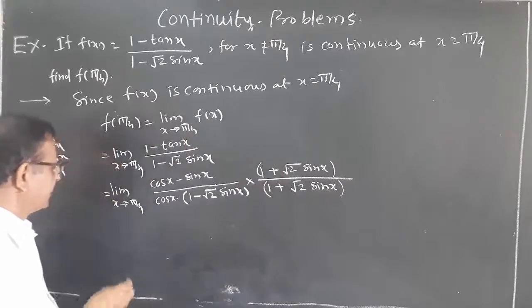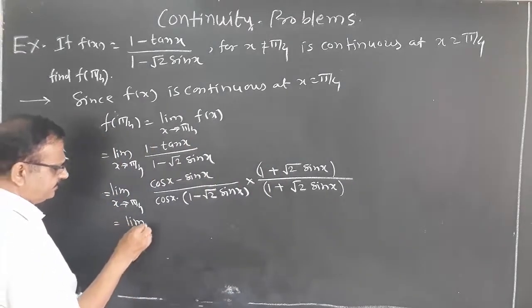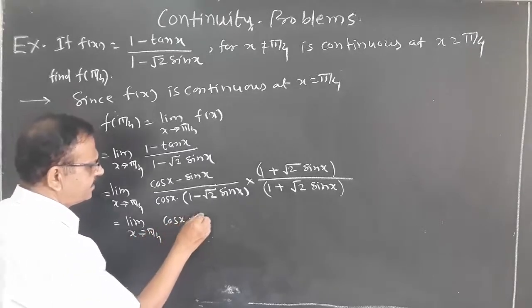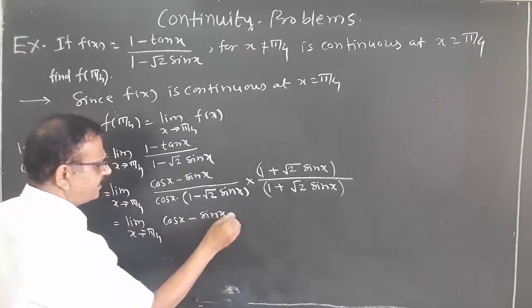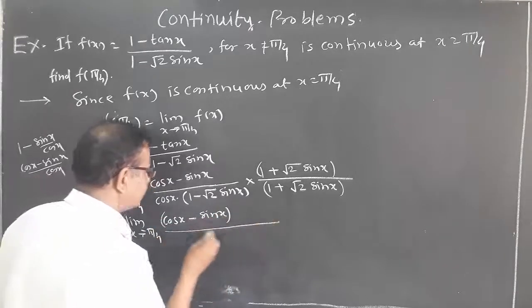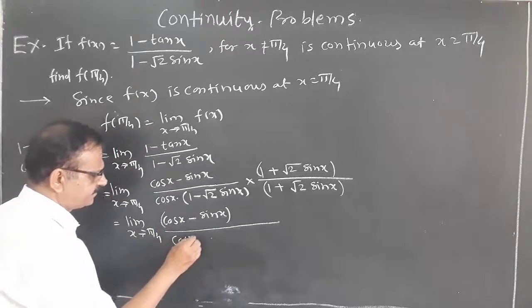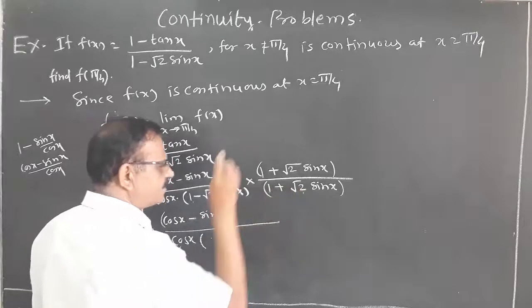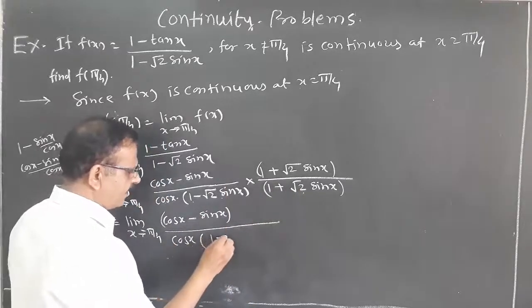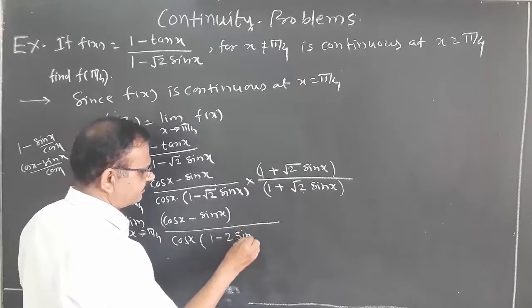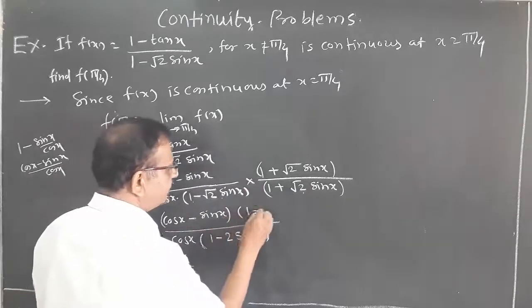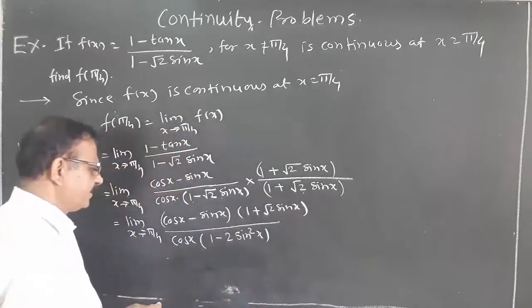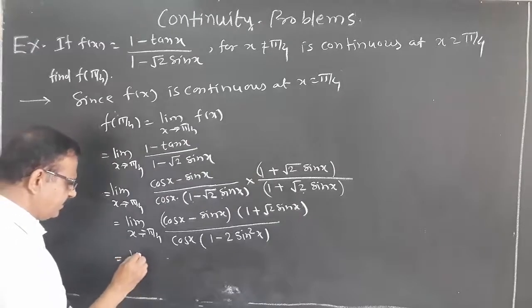Now, this can be written as limit x tends to pi by 4 of cos x minus sin x divided by cos x into 1 minus root 2 sin x into 1 plus root 2 sin x as 1 minus 2 sin square x into 1 plus root 2 sin x. Now, I shall simplify this term.